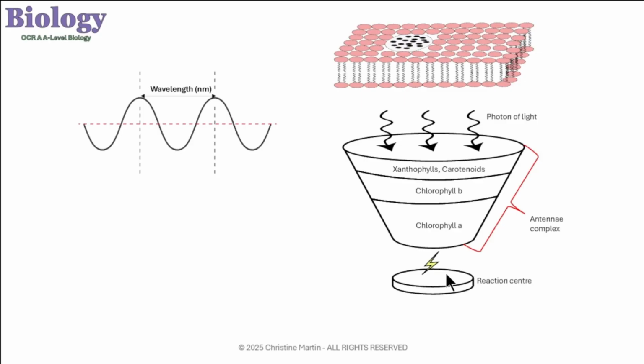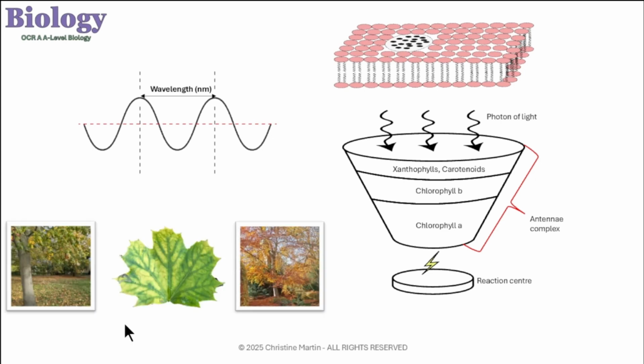So photosynthetic pigments then absorb these different wavelengths of light and are embedded in the thylakoid membrane within protein complexes to form what's known as a light harvesting system, the antennae complex. The primary pigment, chlorophyll A, absorbs mainly red and blue wavelengths of light and reflects green light, which is why most leaves appear green. Accessory pigments, including carotenoids, xanthophyll, and chlorophyll B, absorb additional wavelengths of light and pass the energy to chlorophyll A. This broadens the range of light that can be absorbed, maximising the efficiency of photosynthesis.